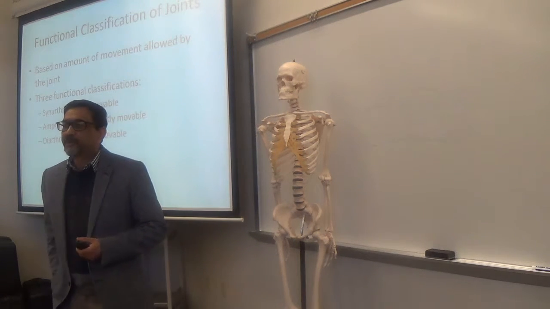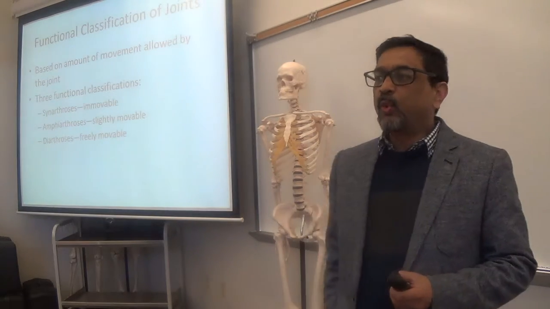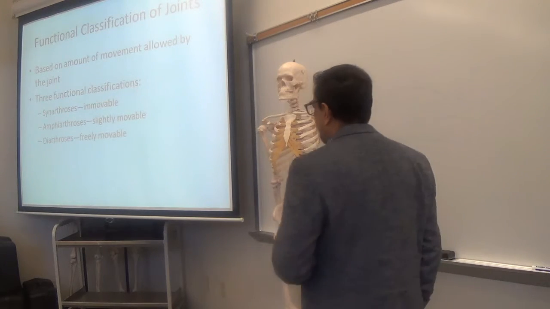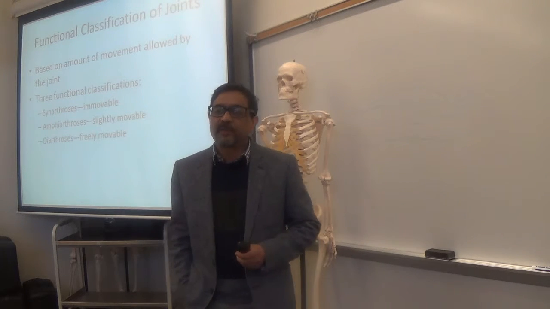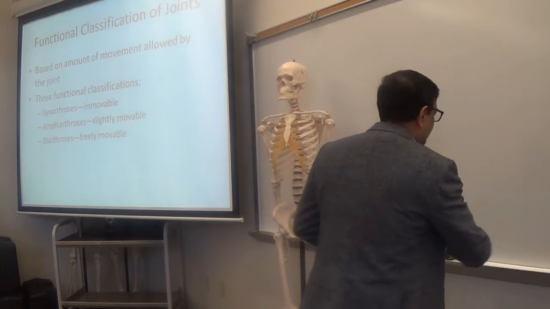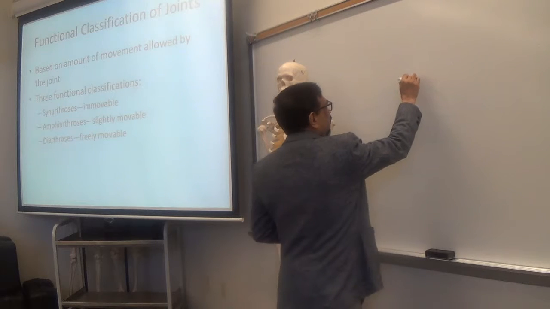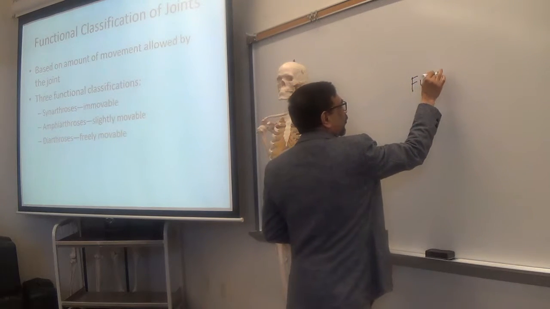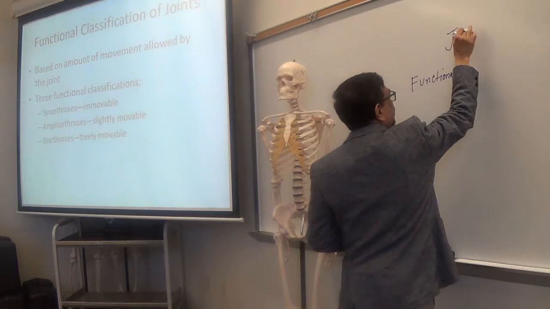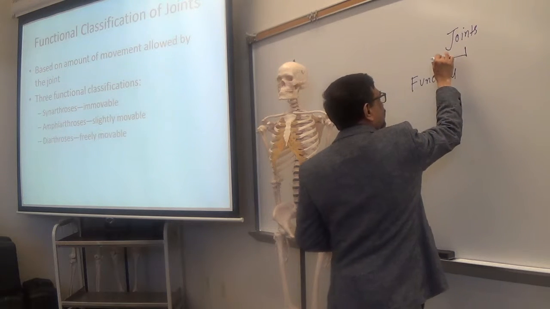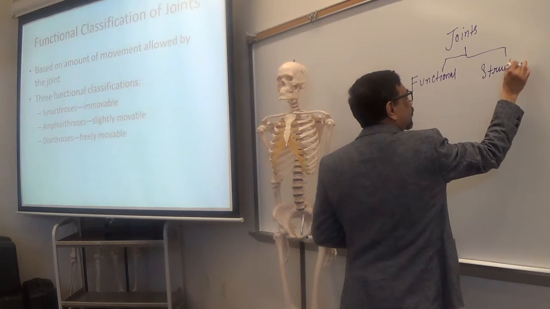Classification of joints. We divide the joints in two ways. One is called functional classification and another is called structural classification. Okay, so two ways we classify the joints: functional and structural.